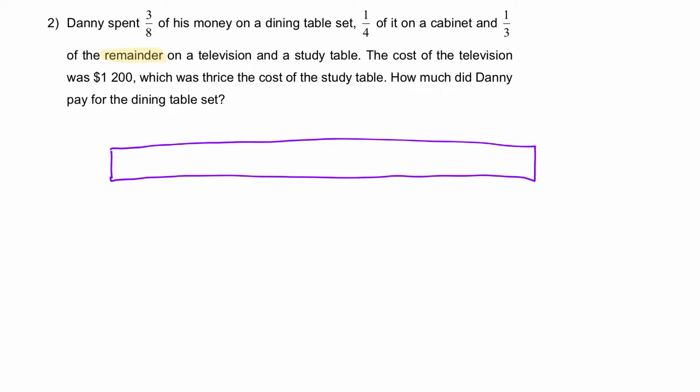3 out of 8. So we're gonna partition it into 8 units. 1, 2, 3, 4, 5, 6, 7, 8. Let me double check. 1, 2, 3, 4. 1, 2, 3, 4. Okay, so 8 units. And out of these 8 units that Danny had, he spent 3 of it on the dining table. So 1, 2, 3. This is on the dining set.